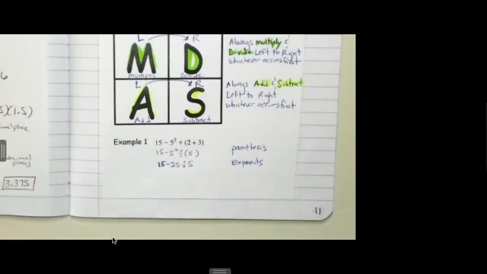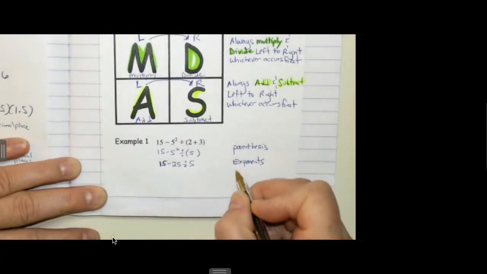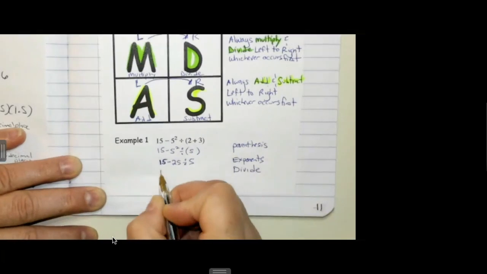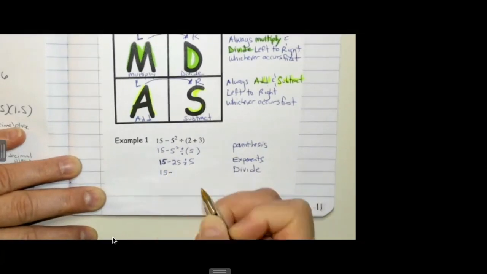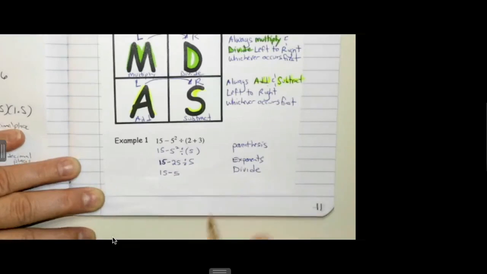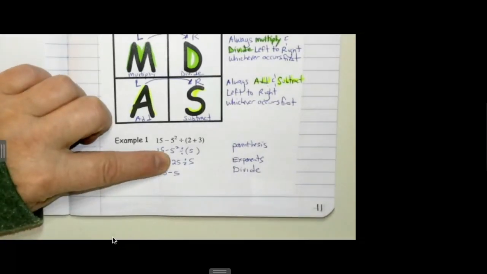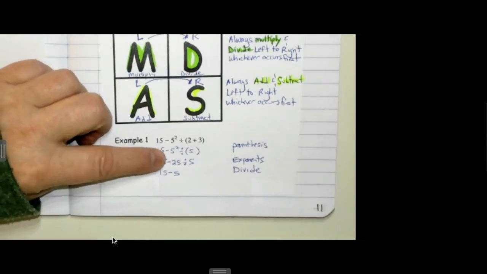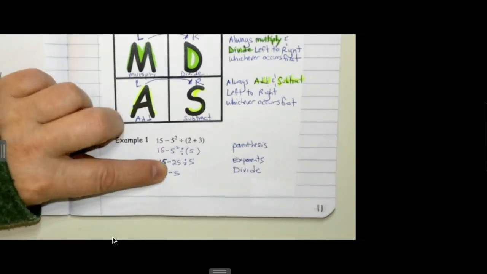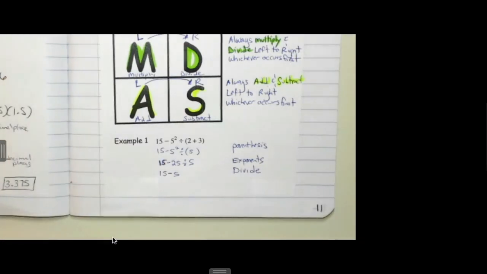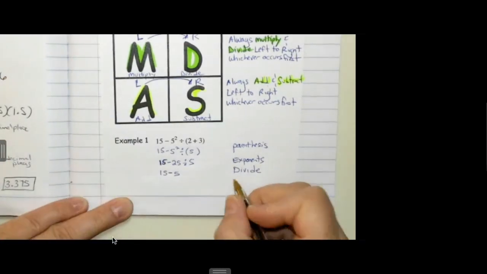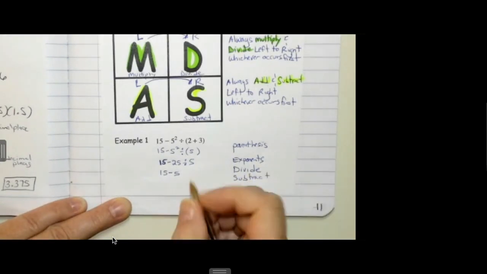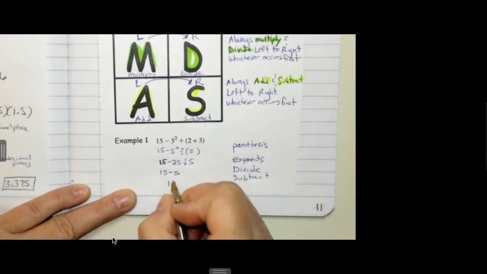Ian, what's the next step? Good. 15 minus 25 divided by 5 is one way to look at it. But as we go on and we get into integers, I would have said negative 25 divided by 5 is a negative 5. Always keeping your signs in front of the term. And then the last one would be just to subtract. 15 minus 5 is 10.